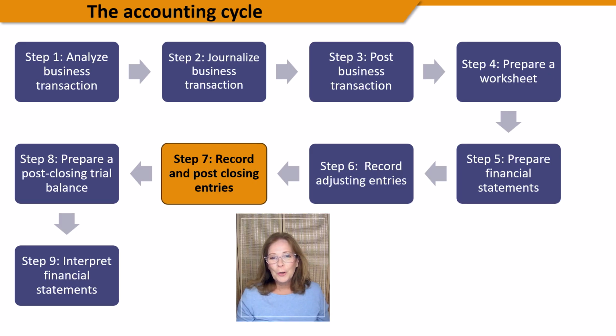In this video, you'll learn how accountants complete step 7 of the 9-step accounting cycle by posting closing entries to the general ledger. In the prior video, which I linked above, we learned about the 4 steps of the closing process for a manual accounting system and how accountants record them in the general journal. This process is automated for companies that use accounting software.